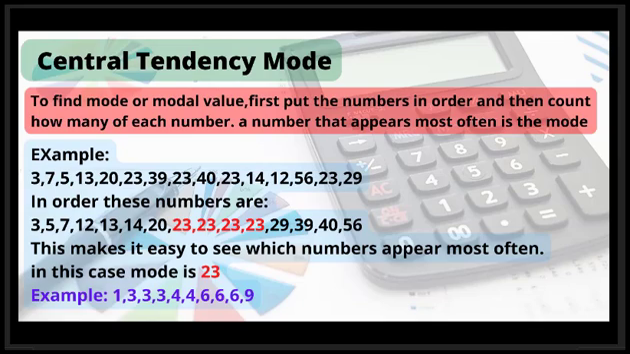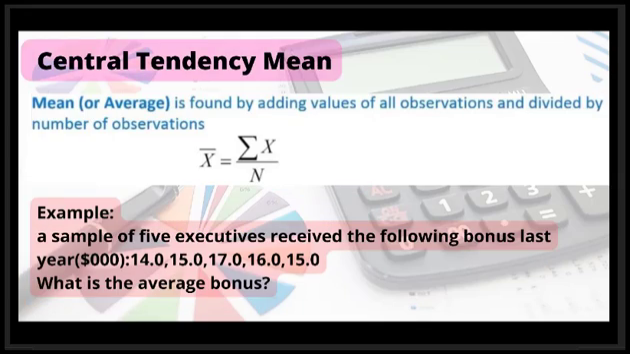Let's quickly move on to the next measure, which is the mean. Mean is nothing but adding all observations and dividing by the number of observations. It's mathematically denoted in this way. Let's look into an example.